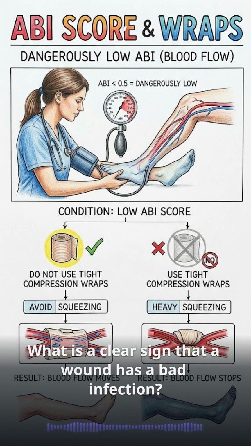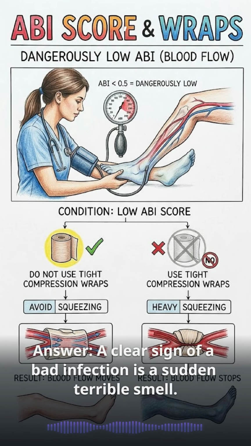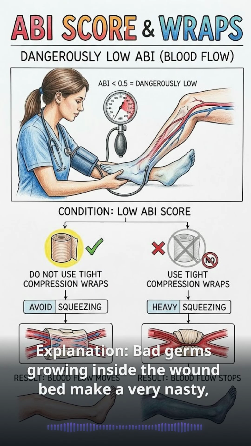28. What is a clear sign that a wound has a bad infection? A clear sign of a bad infection is a sudden terrible smell. Bad germs growing inside the wound bed make a very nasty, strong odor.